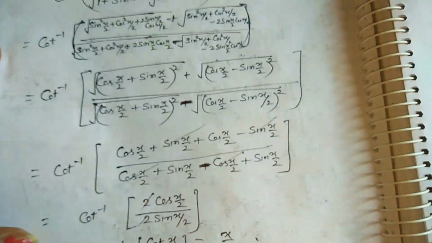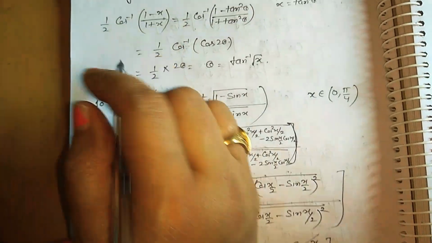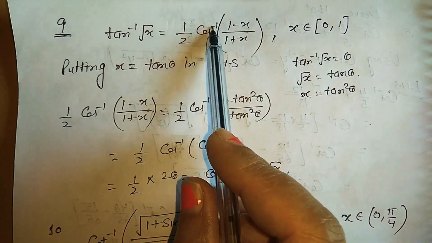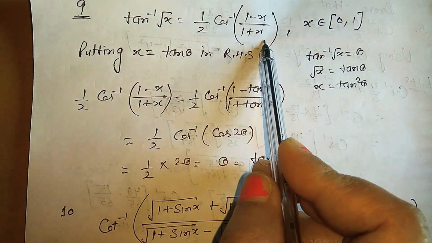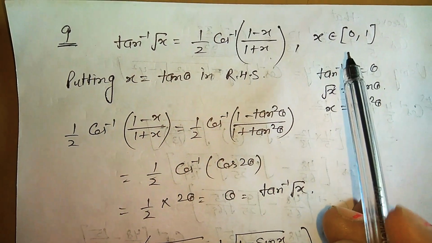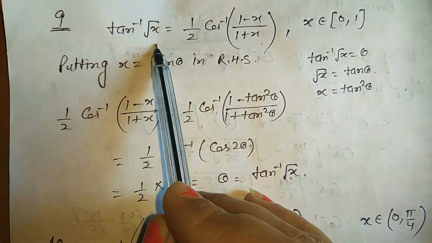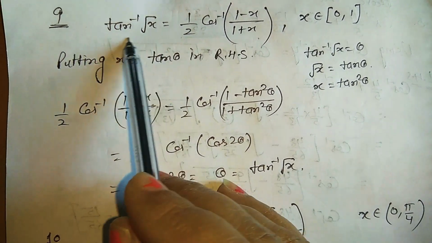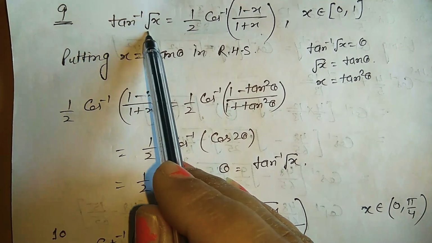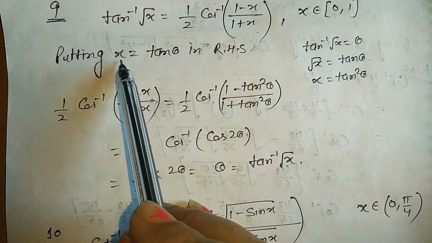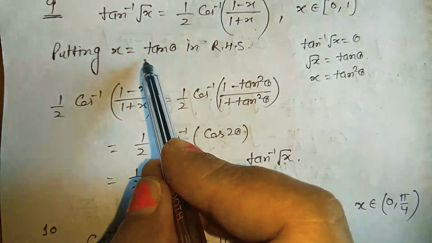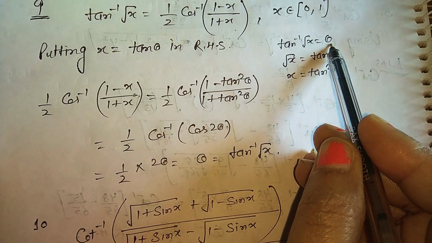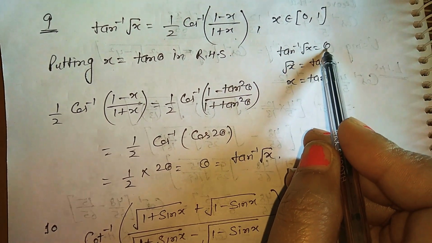Now come to question number 9. In question number 9, tangent inverse root x is equal to half of cos inverse of 1 minus x upon 1 plus x. In this question, we have to prove this is equal to this. So, in this type of question, you will take the small value as theta or x. Here, root x is given, so we will take tangent inverse root x is equal to theta.